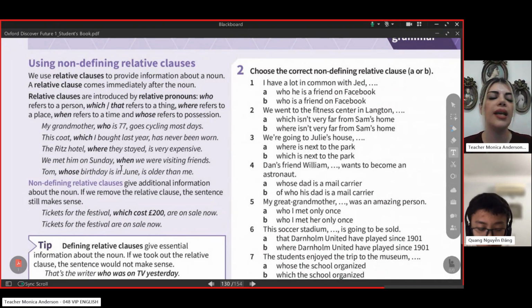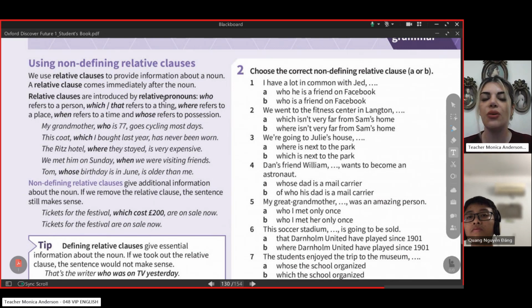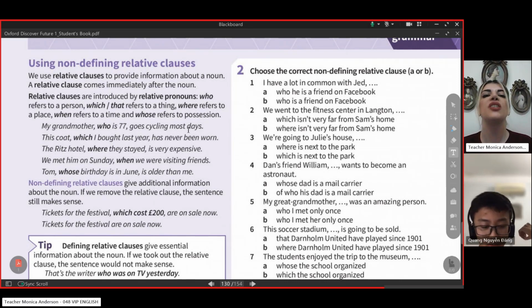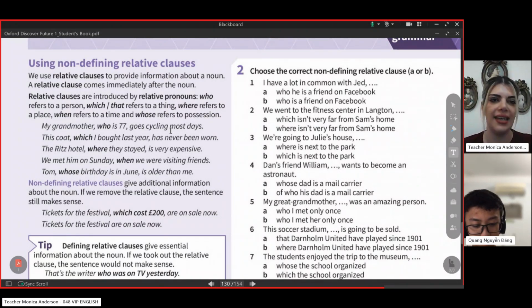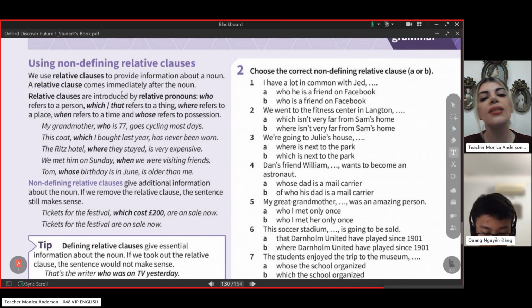And when we're talking about time, whose is about position. So as you can see, relative clauses are introduced by relative pronouns: who refers to a person, which or that refers to things, where refers to a place, when refers to a time, and whose refers to a position, to avoid repeating the subject or the first word again and again. And of course they make a connection between different parts of sentences.